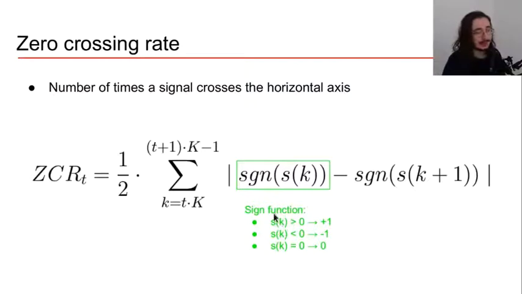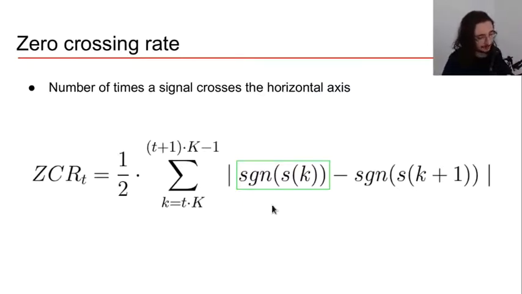So in this case, for example, if the amplitude is greater than 0, the sine function gives us back +1. That's because the amplitude is positive. If the amplitude is negative, we get back -1. If the amplitude is equal to 0, we get back 0. Now, how do we calculate the zero crossing rate for each pair of samples?